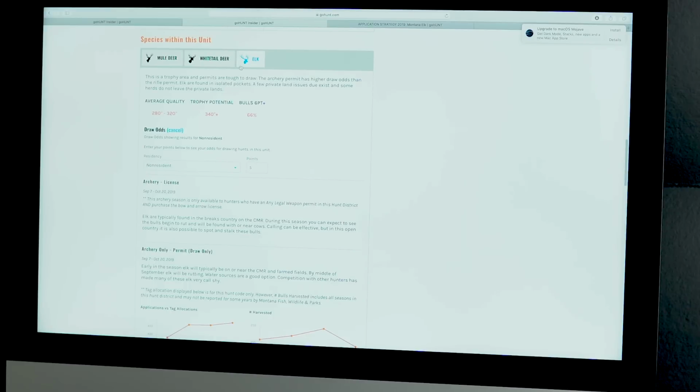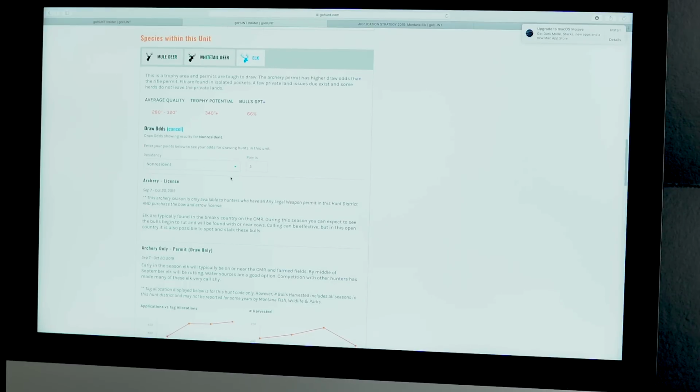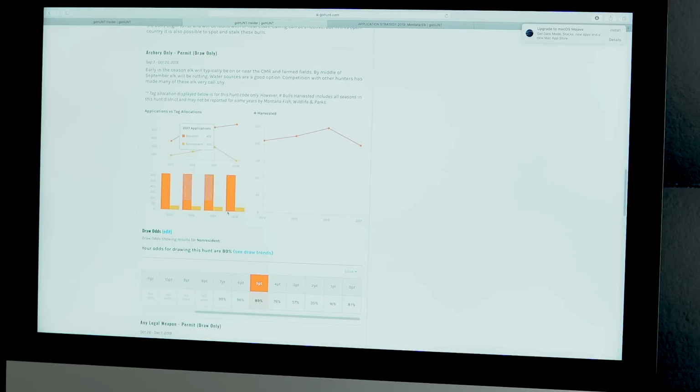And when we scroll down and look at my odds, we've got elk selected, non-resident, 5 points. I have an 89% chance, or 89% draw odds, for that tag in unit 700. If you notice though, with even 2 points, you've got a 35% chance of drawing. So this is a very popular unit for non-residents to apply for these special permits.